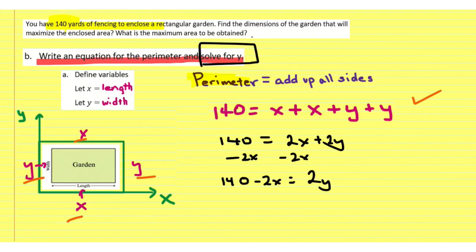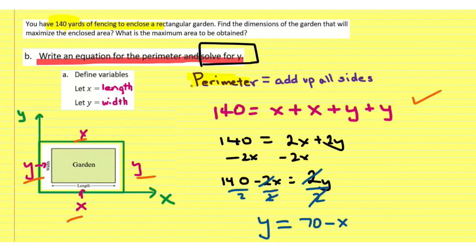So 2y. And then I can divide out the 2 out of every single piece. And these are going to cancel, and that is going to give me y is equal to 140 divided by 2 is 70. And these two 2's cancel out also. So 70 minus x. So that is going to be what y is equal to.